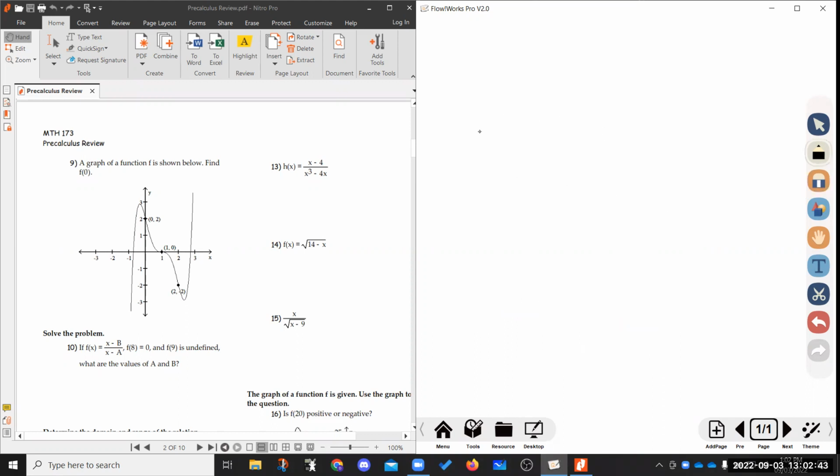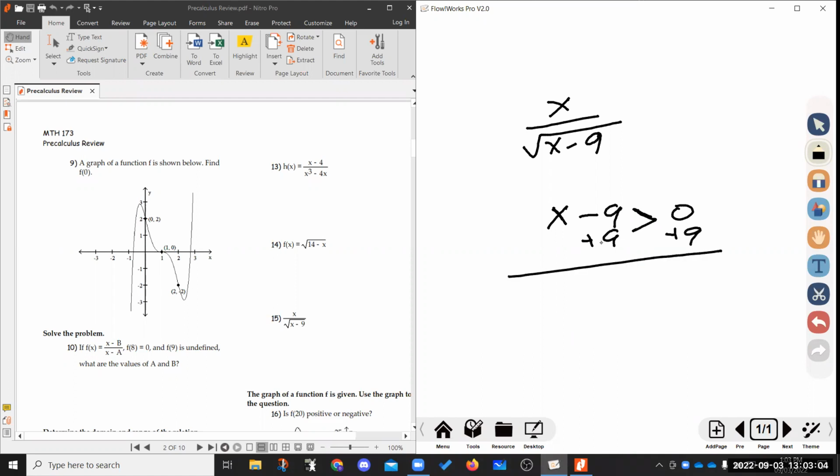Now I'm going to have a problem where I have to consider both things because I have a square root in the denominator. So normally I would say that the inside of the square root has to be greater than or equal to 0, but it's not allowed to be equal to 0 here because it's in the denominator. So I'm just going to say strictly greater than, and I'm going to add 9 to both sides, and x has to be greater than 9. So if we put that on a number line, there's 9 with an open circle, and greater than is going to be 9 to infinity.